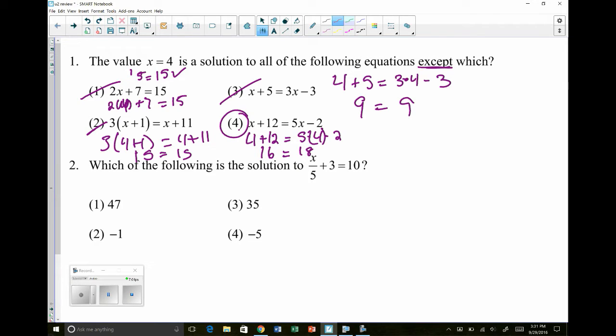Number 2, which of the following is a solution to x over 5 plus 3 equals 10? Two ways to do this question. You could solve this equation, and you should know how to, or you could take your choices and plug them in. I'm going to go through and solve it because it's 2 steps.